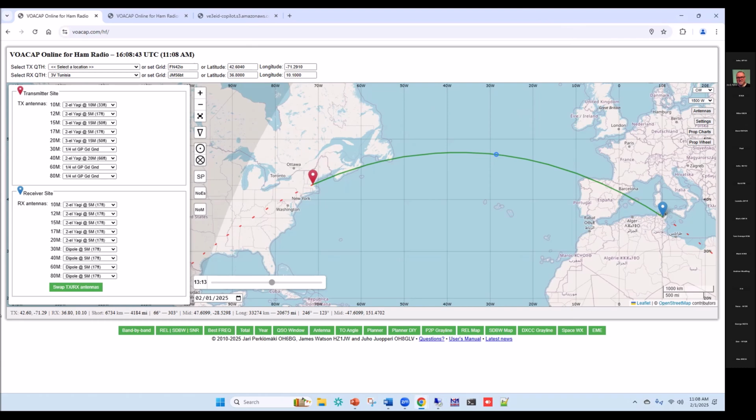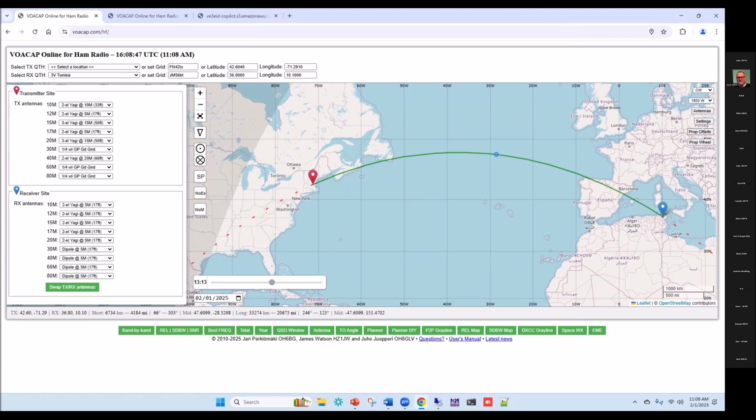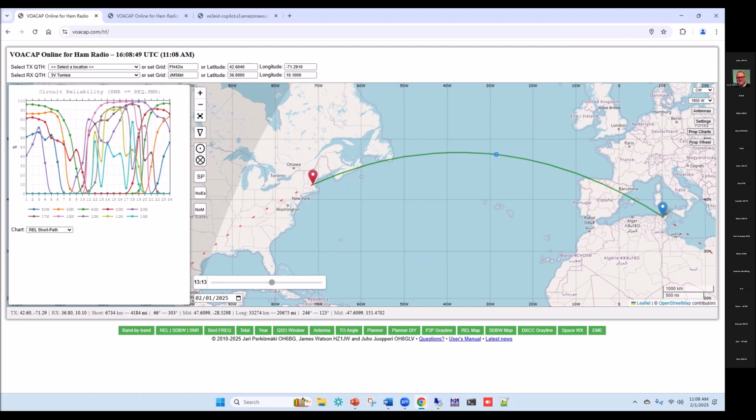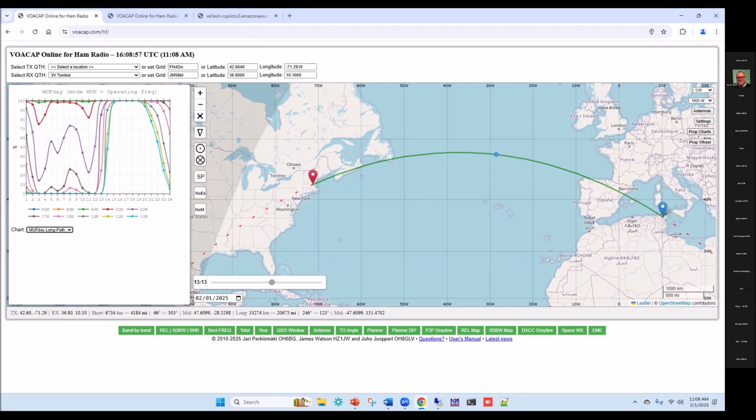Excellent. All right. Any last questions? See, here are your moves. When you click here on prop charts, you get them. And remember, for that to be effective, you have to select not only the transmission location, but also the reception location.